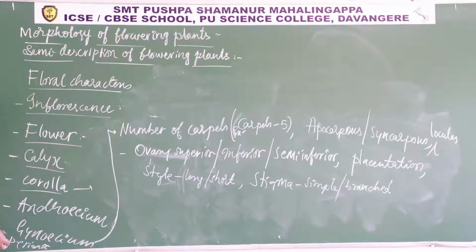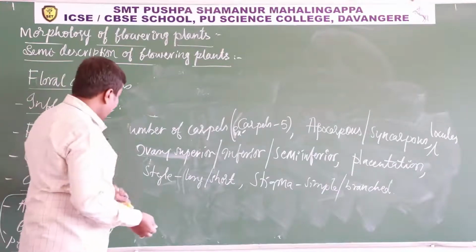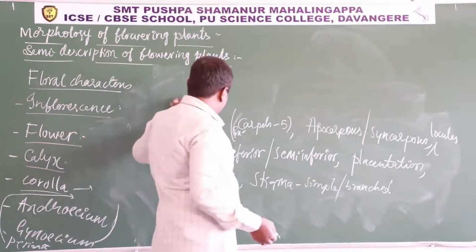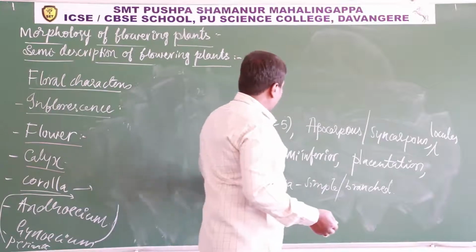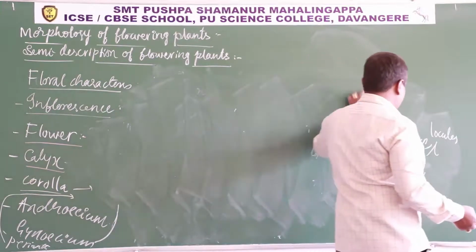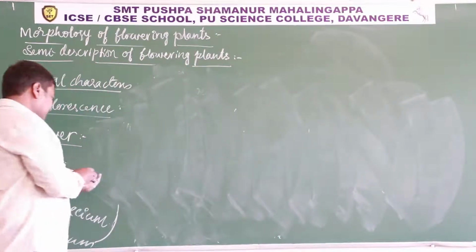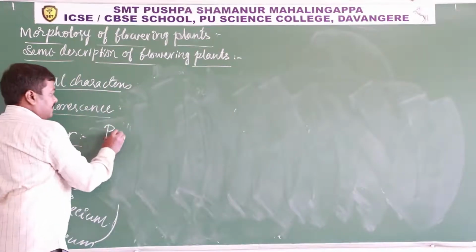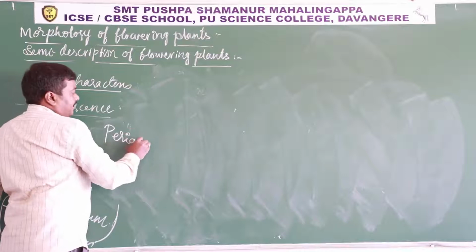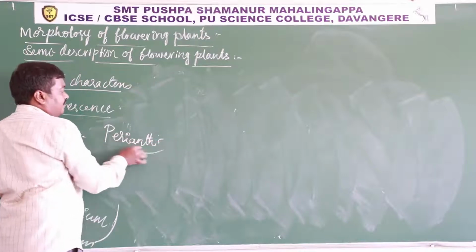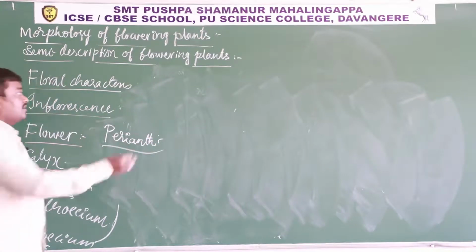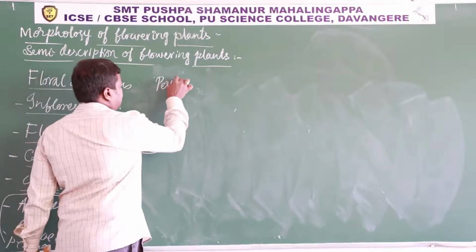Okay, actually perianth should be told here, but I am going to tell it now. If there is a condition where you cannot differentiate what is calyx and what is corolla, if they both look alike, the condition is called perianth. Perianth is a condition where you cannot differentiate calyx and corolla.